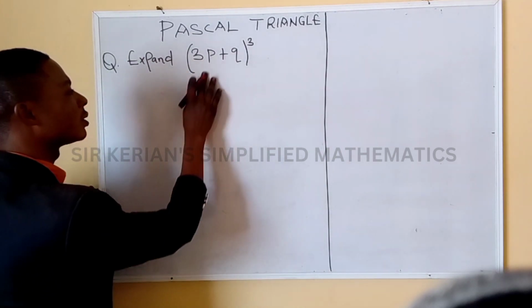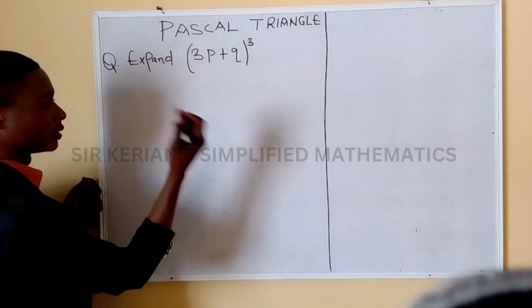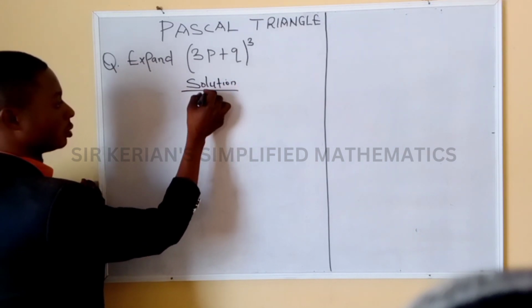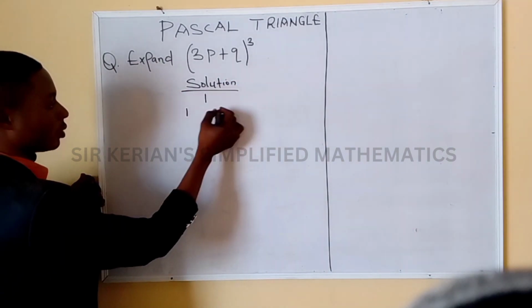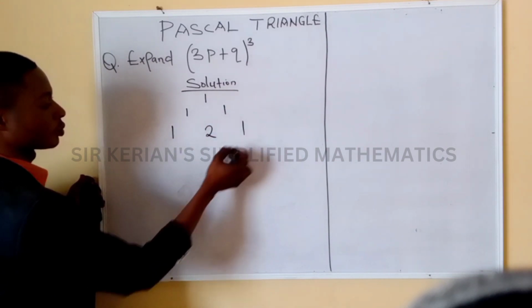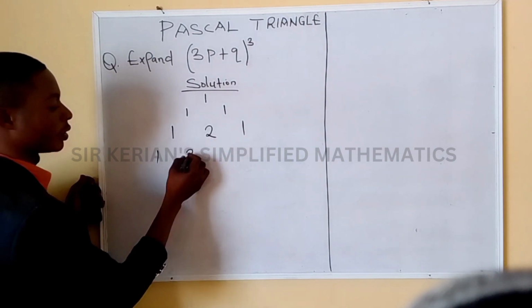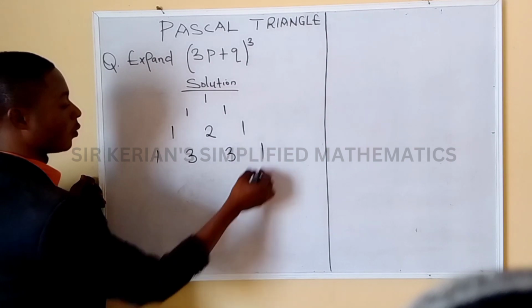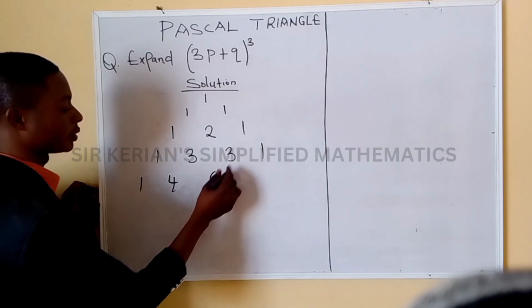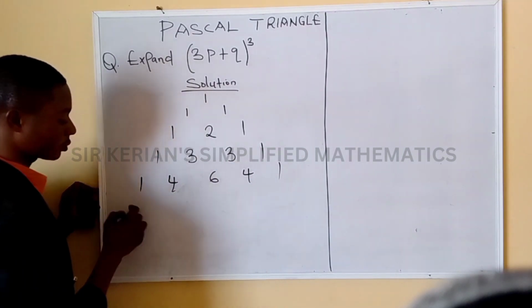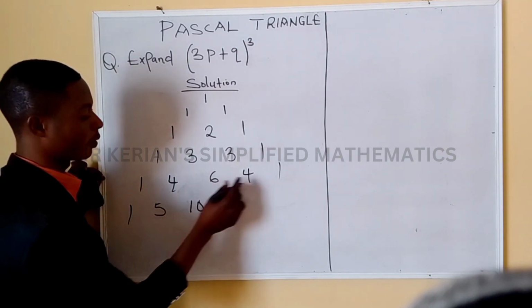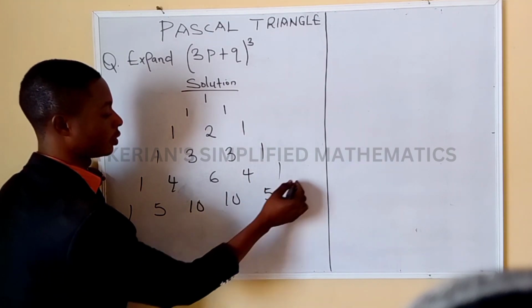The Pascal triangle is just a succession of numbers. It is something like this. 1, we have 1 and 1. We have 1, 1 plus 1 is 2, and another 1. Next, 1, 1 plus 2 is 3, 2 plus 1 is 3, 1. Then 1, 1 plus 3 is 4, 3 plus 3 is 6, 3 plus 1 is 4, 1. Then 1, 4 plus 1 is 5, this is 10, this is 10, this is 5, this is 1.